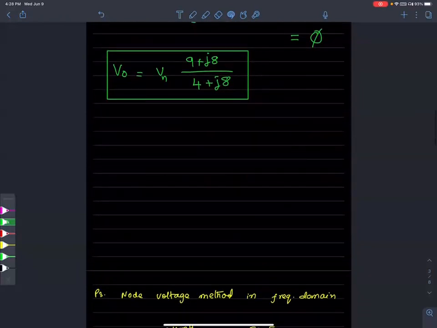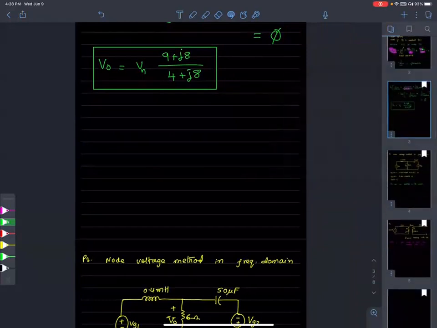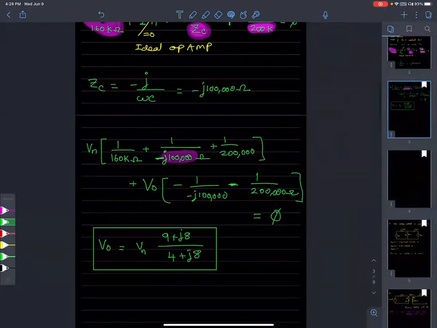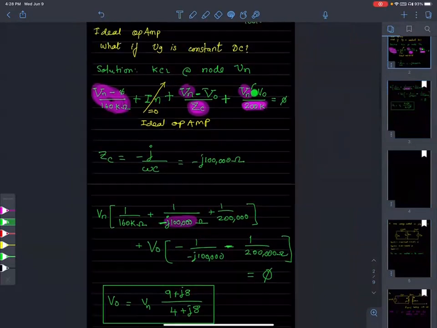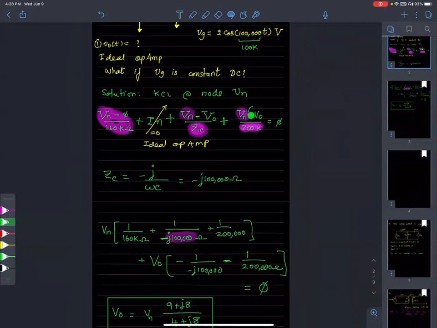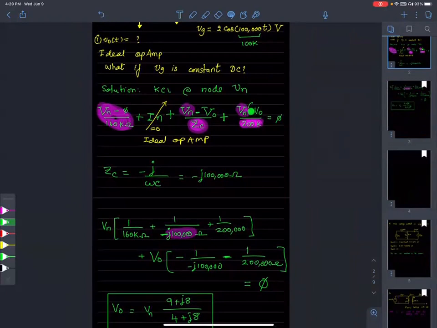So let's try to do the same thing at node Vp as well. Excuse me, sir. Mind if you scroll up a bit? I want to take a look just a little more. Just a little more. Of course. Is that good? Yes. Okay, thank you, sir. Of course.